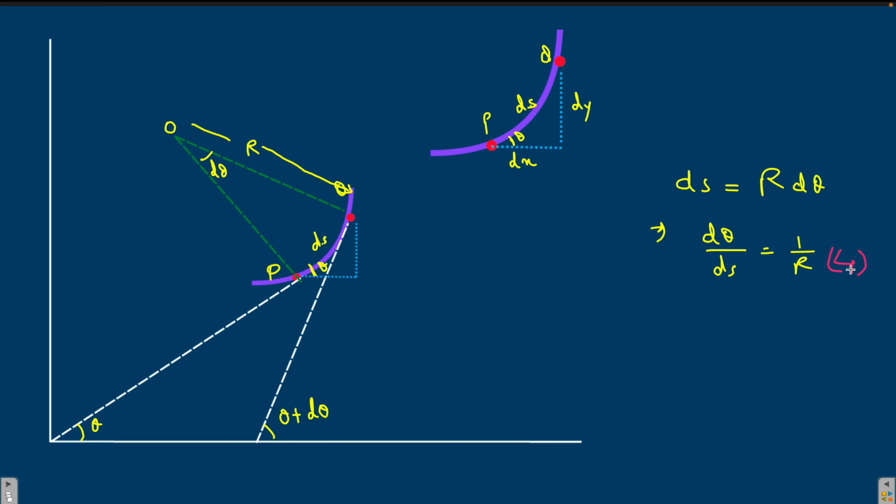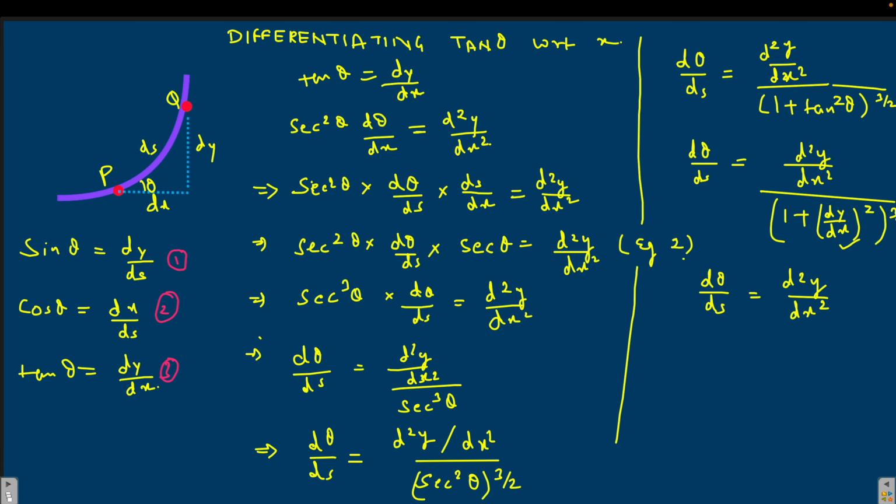From equation number 4, we know that d theta by ds is 1 by r. So instead of d theta by ds, we will write 1 by r is equal to d2y by dx square.